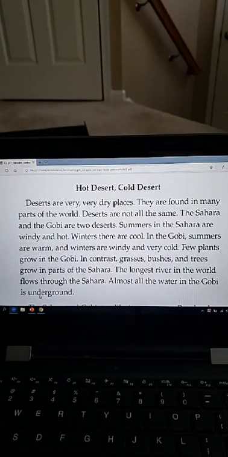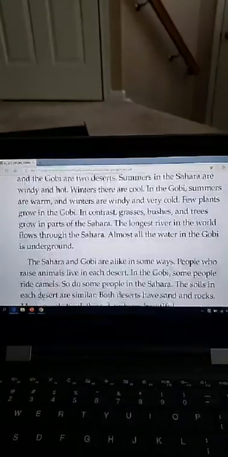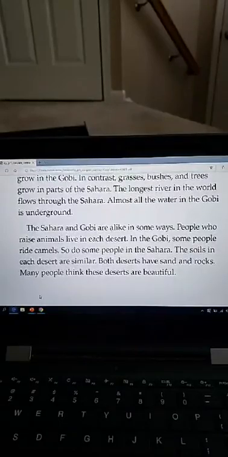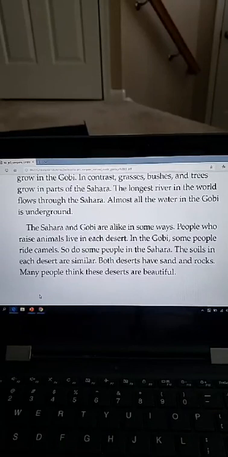We used our Venn diagram and summarized the first paragraph using our Venn diagram to determine how the Sahara and the Gobi compare and contrast, how they are alike and how they're different. So for the students who just logged in, you can refer back to the Instagram live feed to get the notes on compare and contrast. Let's continue. It says, the Sahara and Gobi are alike in many ways.